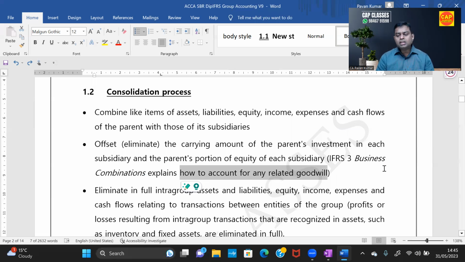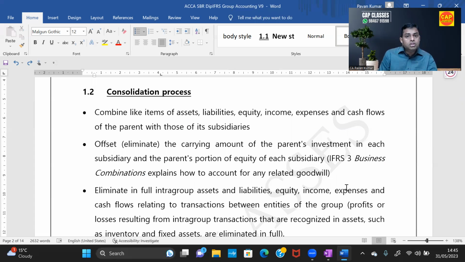Then there are so many transactions between parent company and subsidiary company. Like the parent company has given a loan, and the subsidiary company borrowed money. In one set of books, it is shown as loan given, account receivable. In the other company's books, it is a loan taken, borrowed. That is a liability. I have sold goods to you. In my books, it is sales. In your books, it is purchases. I have given dividend to you. In my books, it is dividend paid. In your books, it is dividend income.